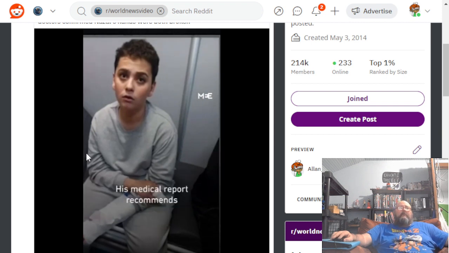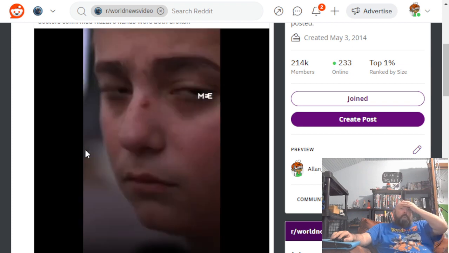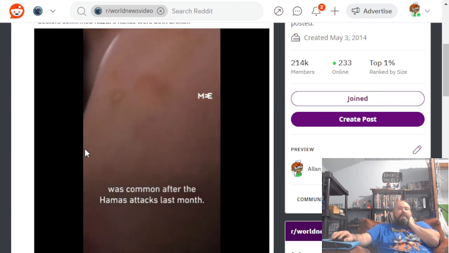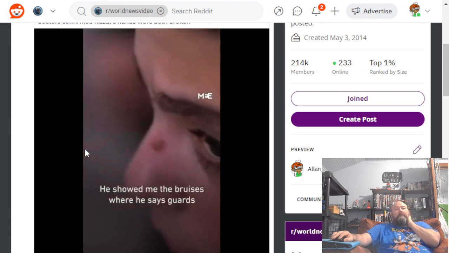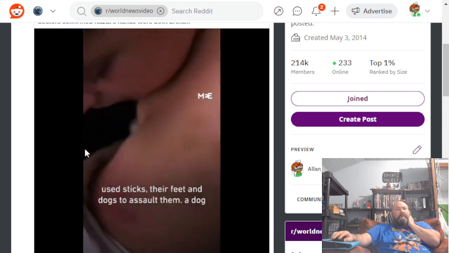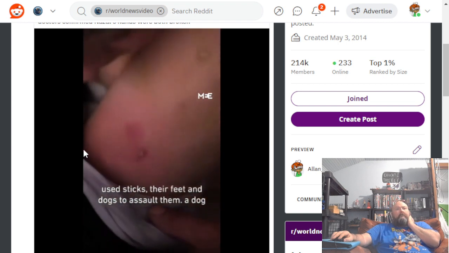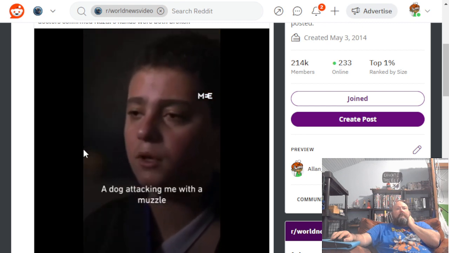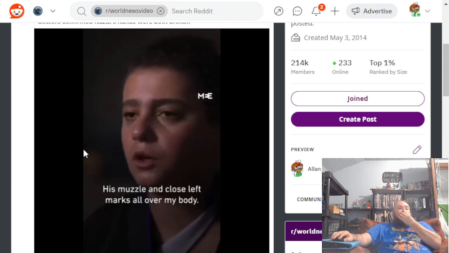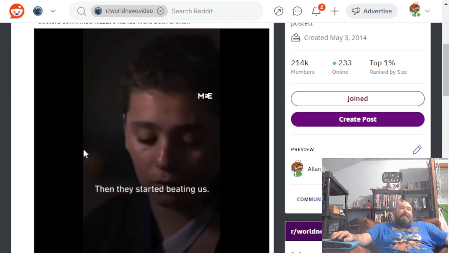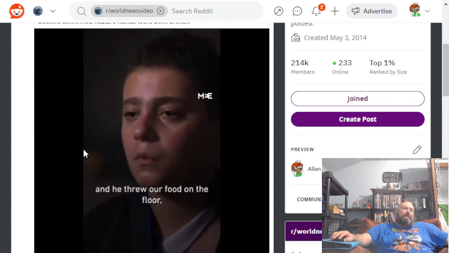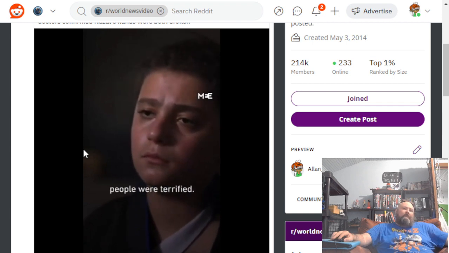His medical report recommends admission to hospital and possible surgery. Mohammed says abuse of Palestinian prisoners was common after the Hamas attacks last month. He showed me the bruises where he says guards used sticks, their feet and dogs to assault them. The dog attacking me wore a muzzle with very sharp edges. His muzzle and claws left marks all over my body. Then they started beating us. They took our mattress, our clothes, our pillows, and they threw our food on the floor. People were terrified.